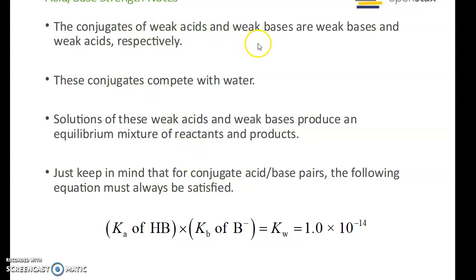Conjugates of weak acids and weak bases are weak bases and weak acids respectively. These conjugates compete with water. Solutions of weak acids and bases produce an equilibrium mixture of reactants and products. Just keep in mind that for conjugate acid-base pairs, the following equation must always be satisfied, right? That's what I was trying to point out before. That this constant times this constant equals Kw, and it's always going to be equal to 1 times 10 to the minus 14th.